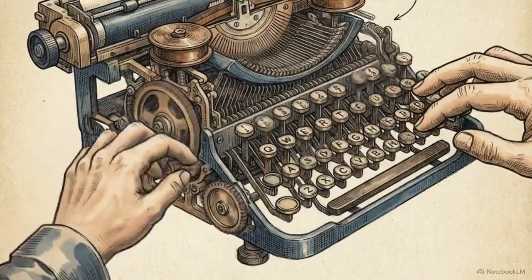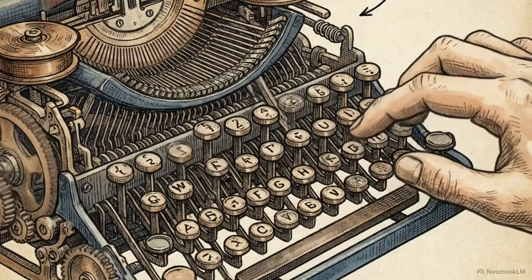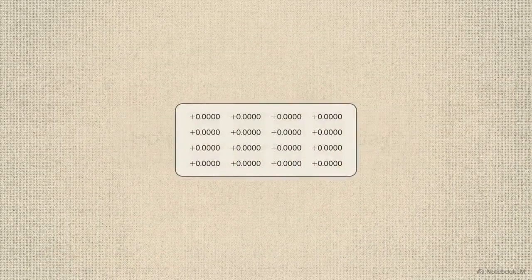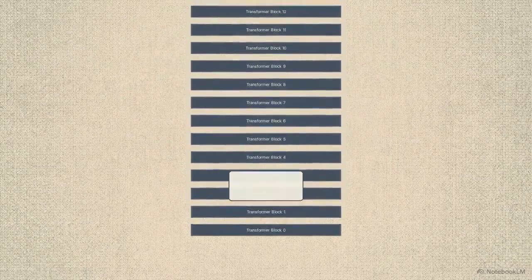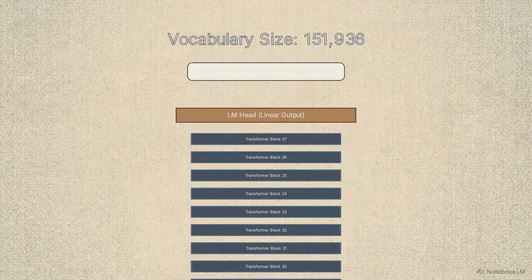We are used to seeing chatbots type out answers with the smooth, conversational flow of a human typist. But beneath that clean interface, there is no thinking happening. There is only a massive, high-speed sequence of mathematical matrix transformations.